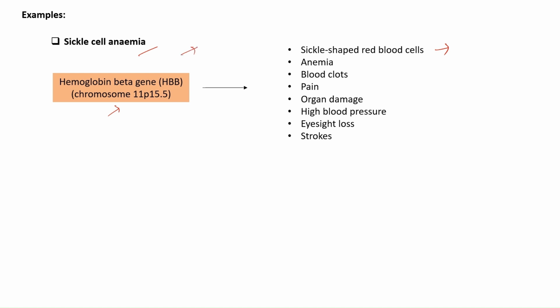But along with that, it also results in anemia, blood clots, pain, various organ damage, high blood pressure, eyesight loss, and strokes. So one gene is controlling multiple phenotypes. It is affecting multiple phenotypes. That's why the hemoglobin beta gene is an example of a pleiotropic gene.